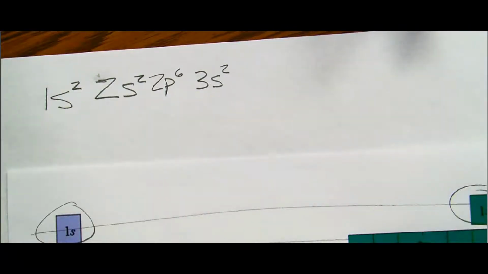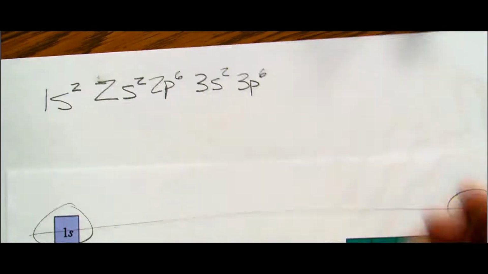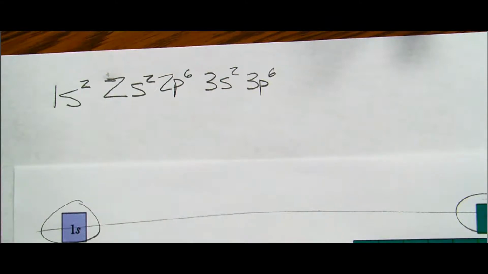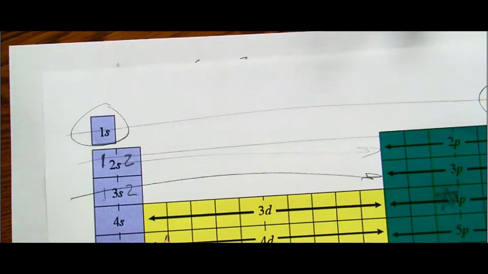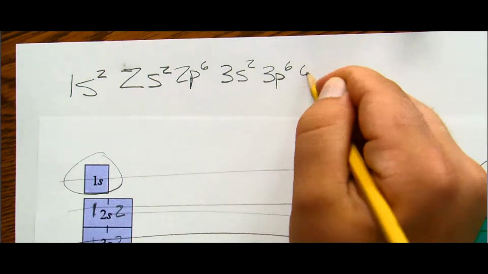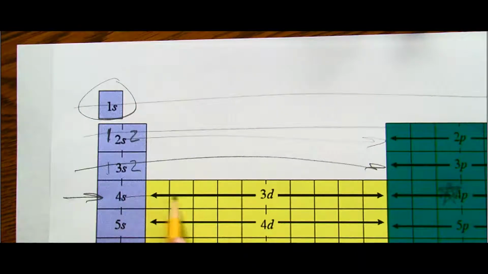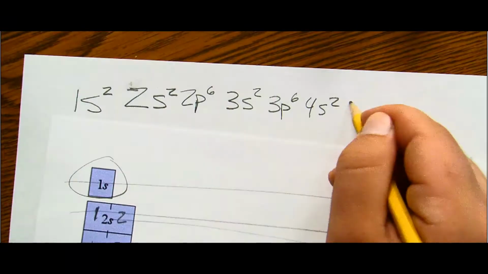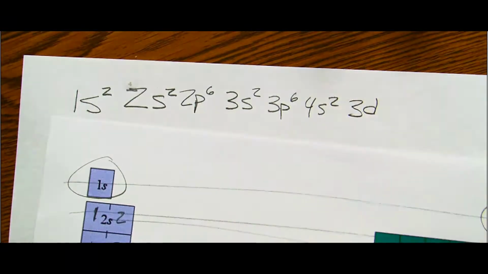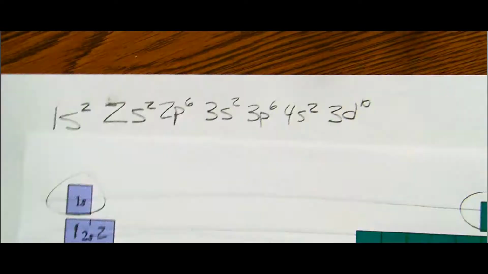After 3s comes 3p. How many are in the 3p? 6. Okay. After the 3p, I start my next row. I'm at 4s. How many's in the 4s? 4s2. After my 4s, I hit what? 3d. So 3d. And how many's in the d section? 10. 3d10. Now, this is where we're getting close.